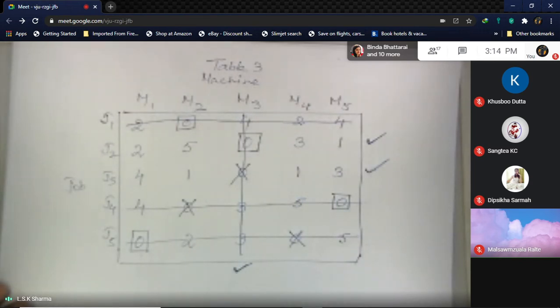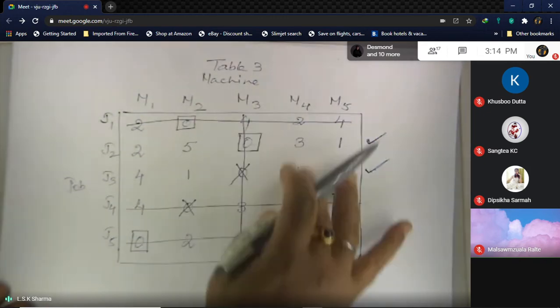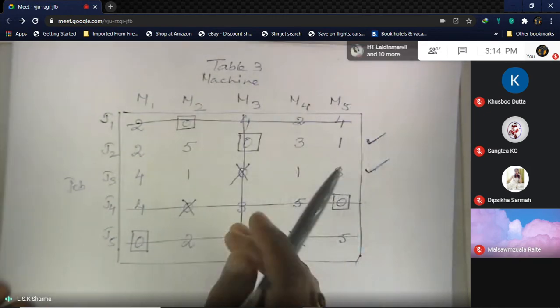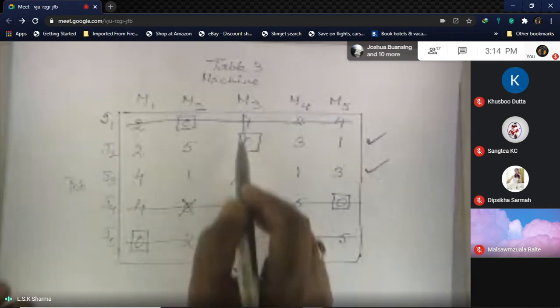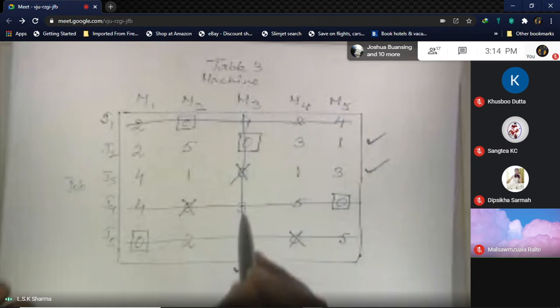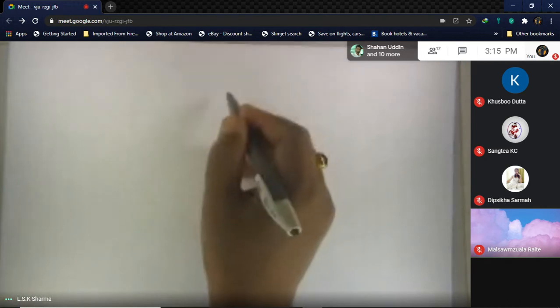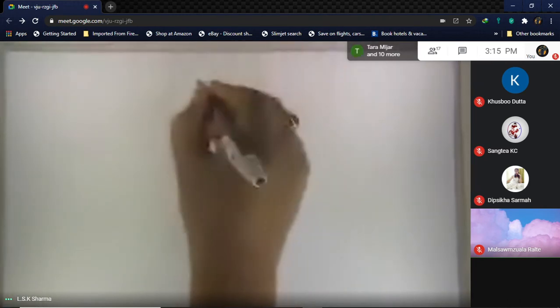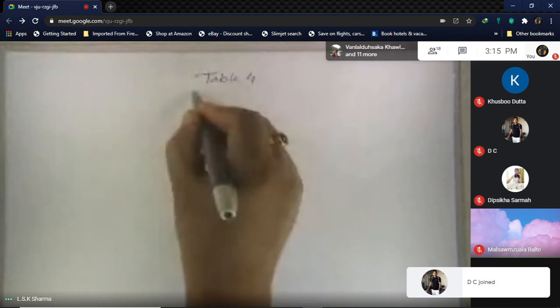Now the next step is, in the elements which are not covered by a line, subtract the least element from each of them and add it where there is a crossing: 4, 3 and 3. So now let us go into table number 4.